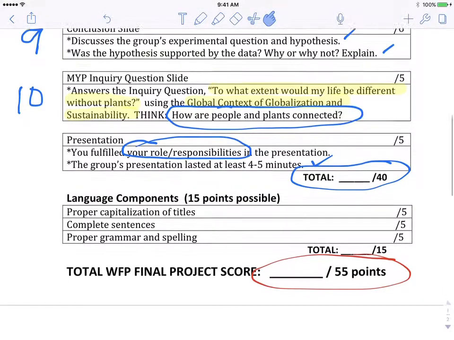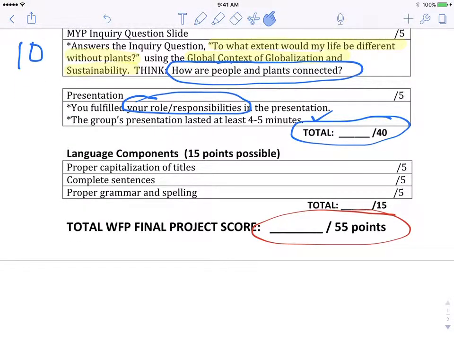Other items we're going to be looking for, worth another 15 points, would be proper capitalization of titles. So on your slides, did you properly capitalize your titles? Are you using complete sentences throughout your presentation? And are you using proper grammar and spelling? That gives us an additional 15 points for a total of 55 points for this project.